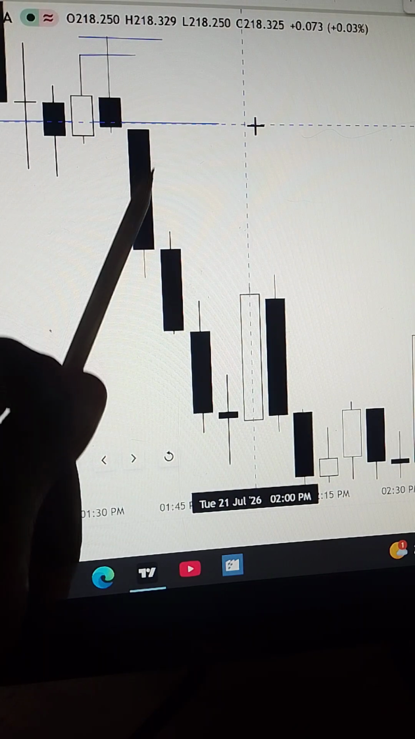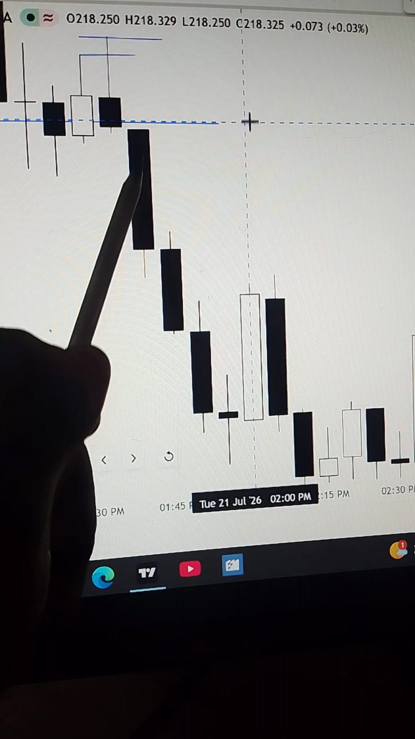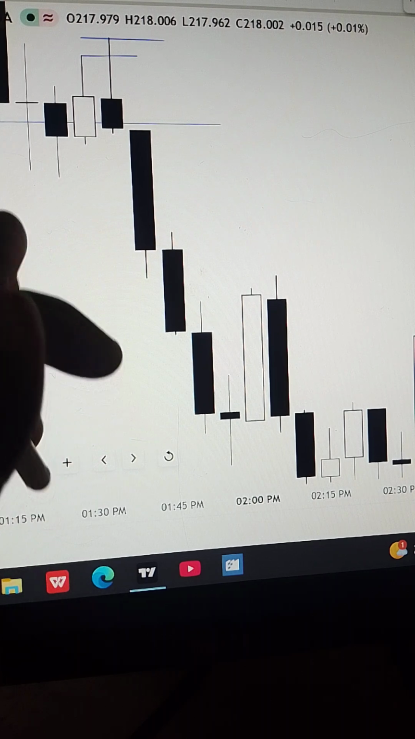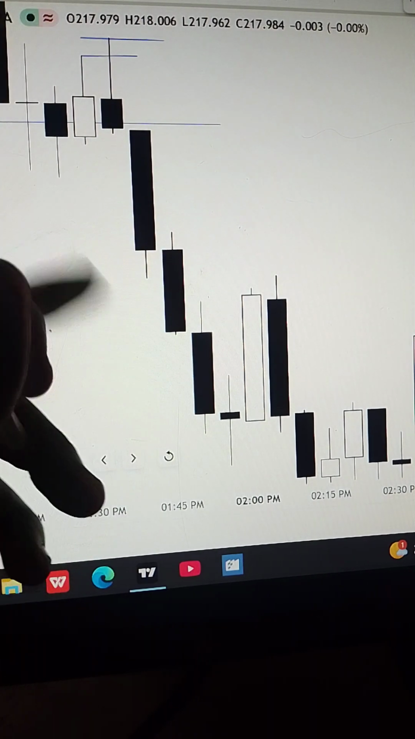So you wait for the next candlestick. This candlestick, you wait for it to close. You must wait for the candlestick to close. So we have this candlestick, this one.